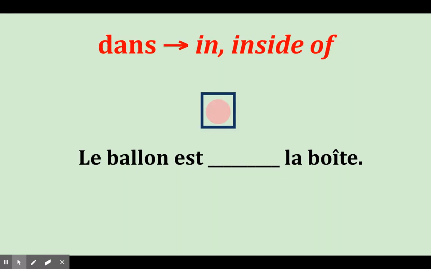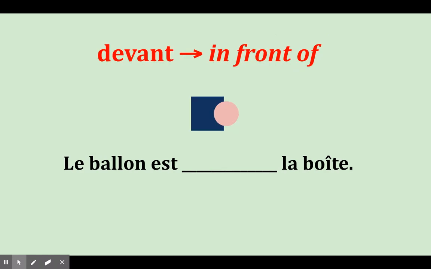Dans, in or inside of. Le ballon est dans la boîte. Le ballon est dans la boîte. Say it after me. Dans. Fantastique. In front of, devant.